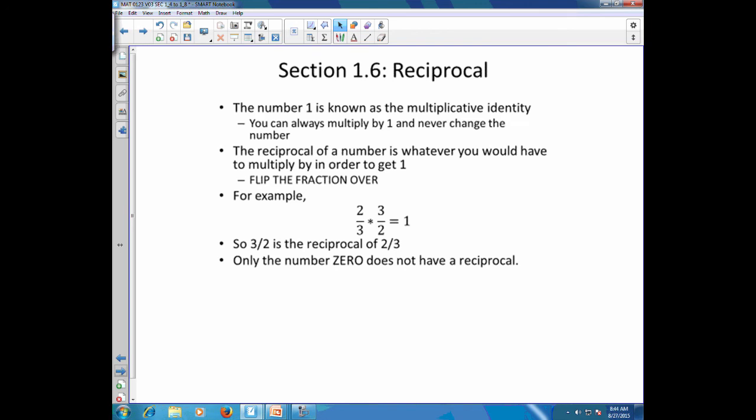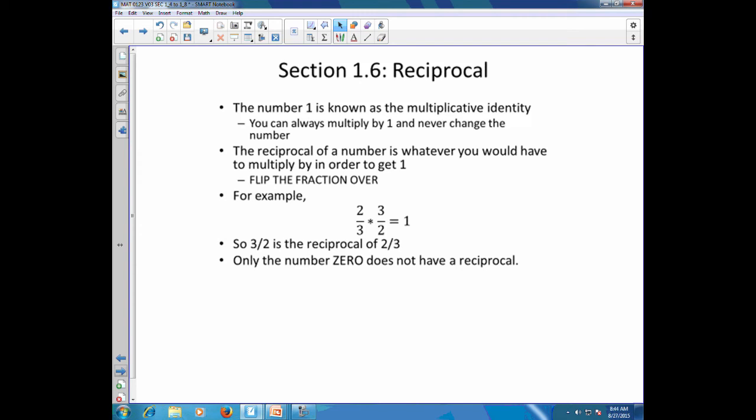So now let's talk a little bit about reciprocals, right? The number 1 is known as the multiplicative identity, right? So you can always multiply by 1 and you'll never change the number. The reciprocal of a number is whatever you would have to multiply by in order to get 1. So if we're dealing with a fraction, you just simply want to flip the fraction over.